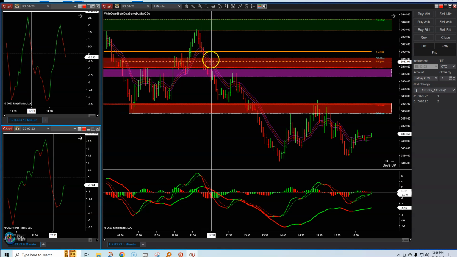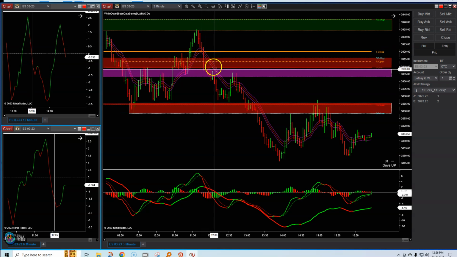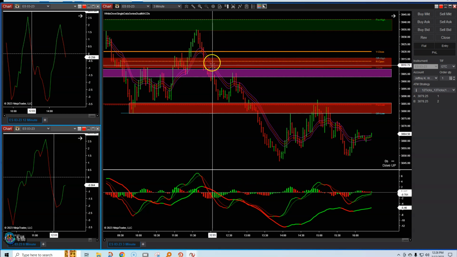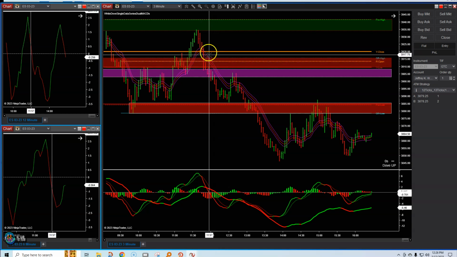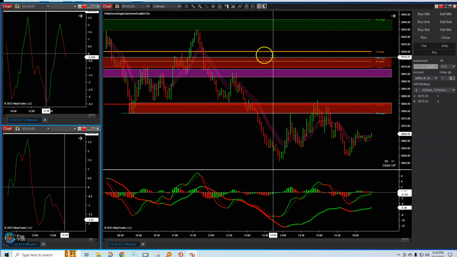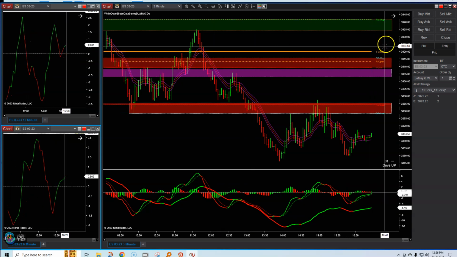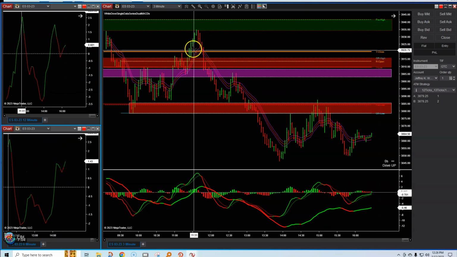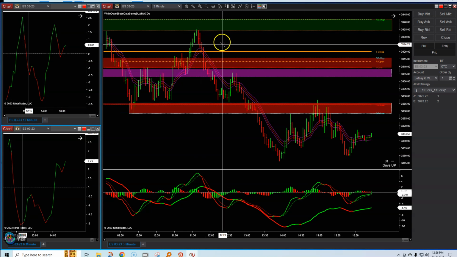And then up here, I've got a zone. This is based on yesterday's low, or I should say the prior day's low right here. And the other thing was yesterday's close right here. You can see, yesterday's close. So getting in there would have been a little bit of a risk.